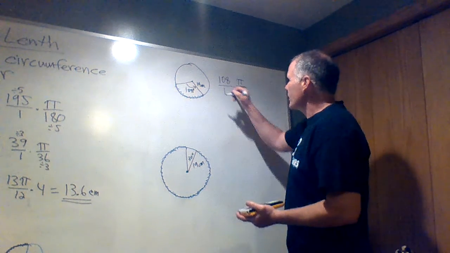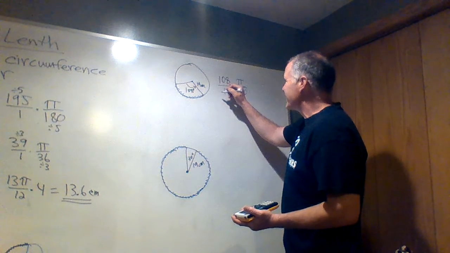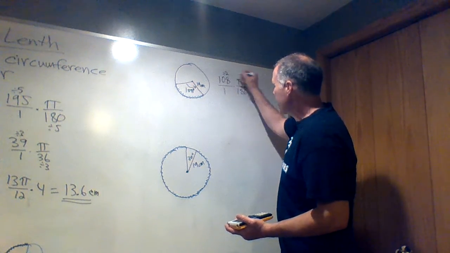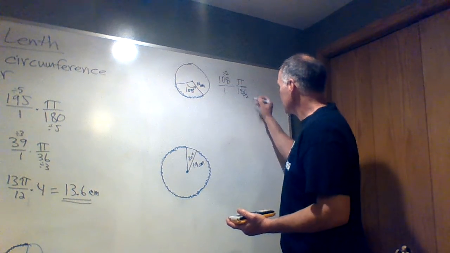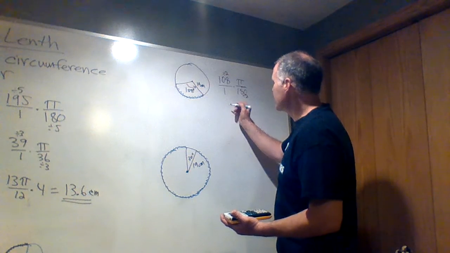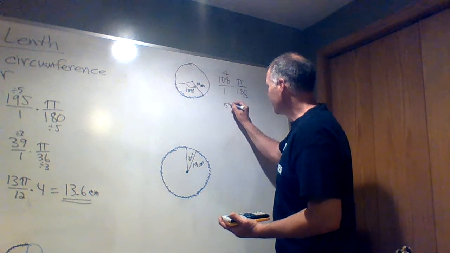Now, we know 108 ends in an 8, 180 ends in a 0, so we know that 2 can go in. So we could try to divide by 2. Okay, 108 divided by 2 is 54.